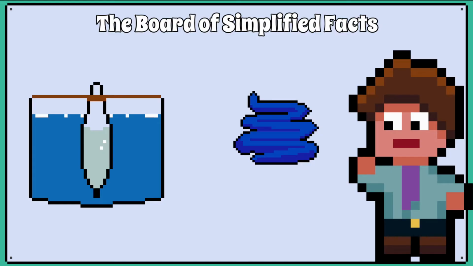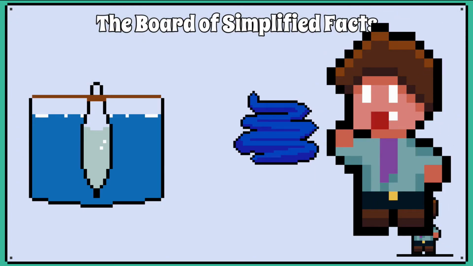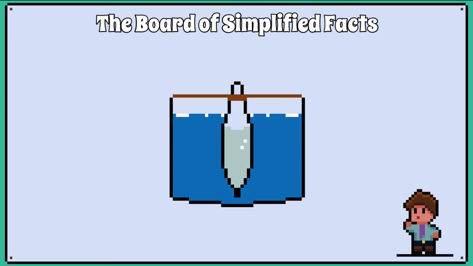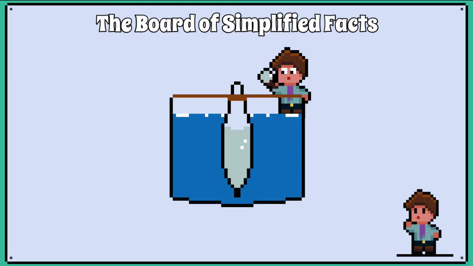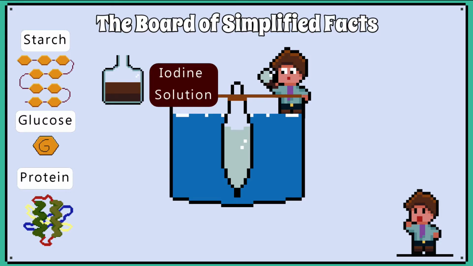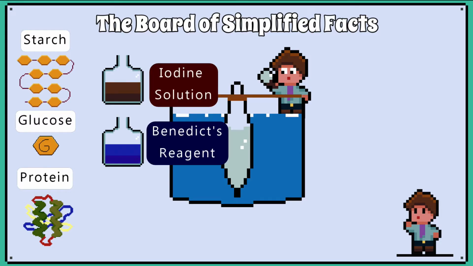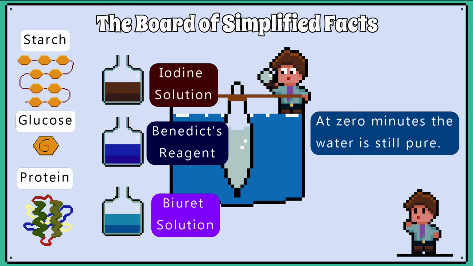Visking tubing can model the small intestine, and exam questions can catch pupils out on this topic as there are many different things they could ask you. Let's put inside the visking tubing some starch, some amylase, and some protein, and then place that now filled visking tubing into a beaker with some pure water. We will test the water immediately for starch, glucose and protein using the food tests. Remember, we use iodine solution to test for starch, we use Benedict's reagent to test for glucose, and biuret solution to test for protein. All the tests should come up as negative, as there's been no time for anything to diffuse into the pure water yet.